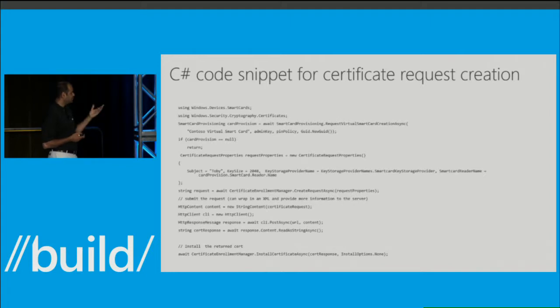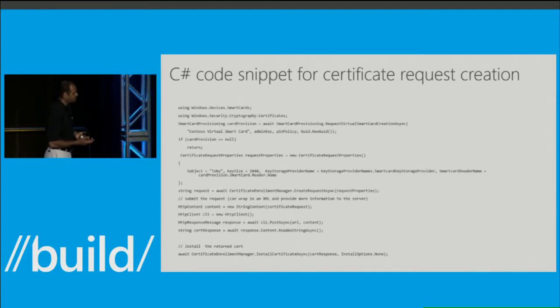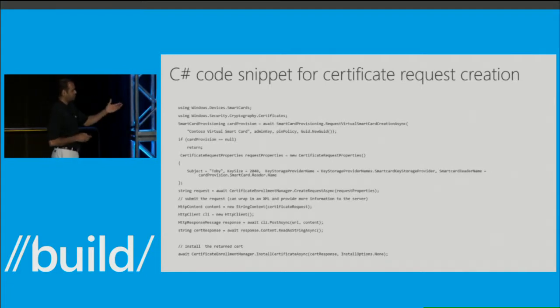Then you call the create request async API on the certificate enrollment manager class, and you pass the request properties object. Once you have the request, you can send it to an HTTP server. This is some example here. You would typically embed additional proofs here. If it's an OTP-based additional proof, you would embed that in the request and send it to the server. If it's something like signing the request with an existing certificate, then before you send the request to the server, you would sign the request, and we have additional APIs for those as well.